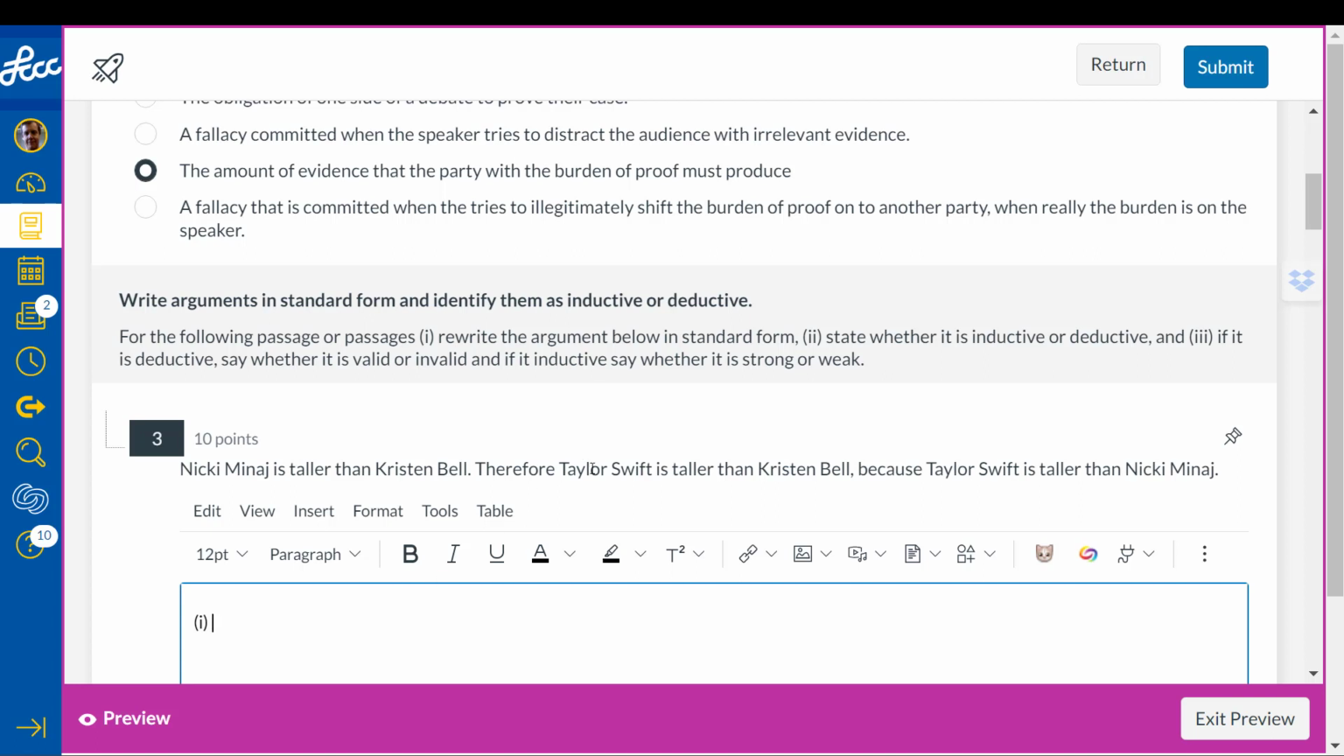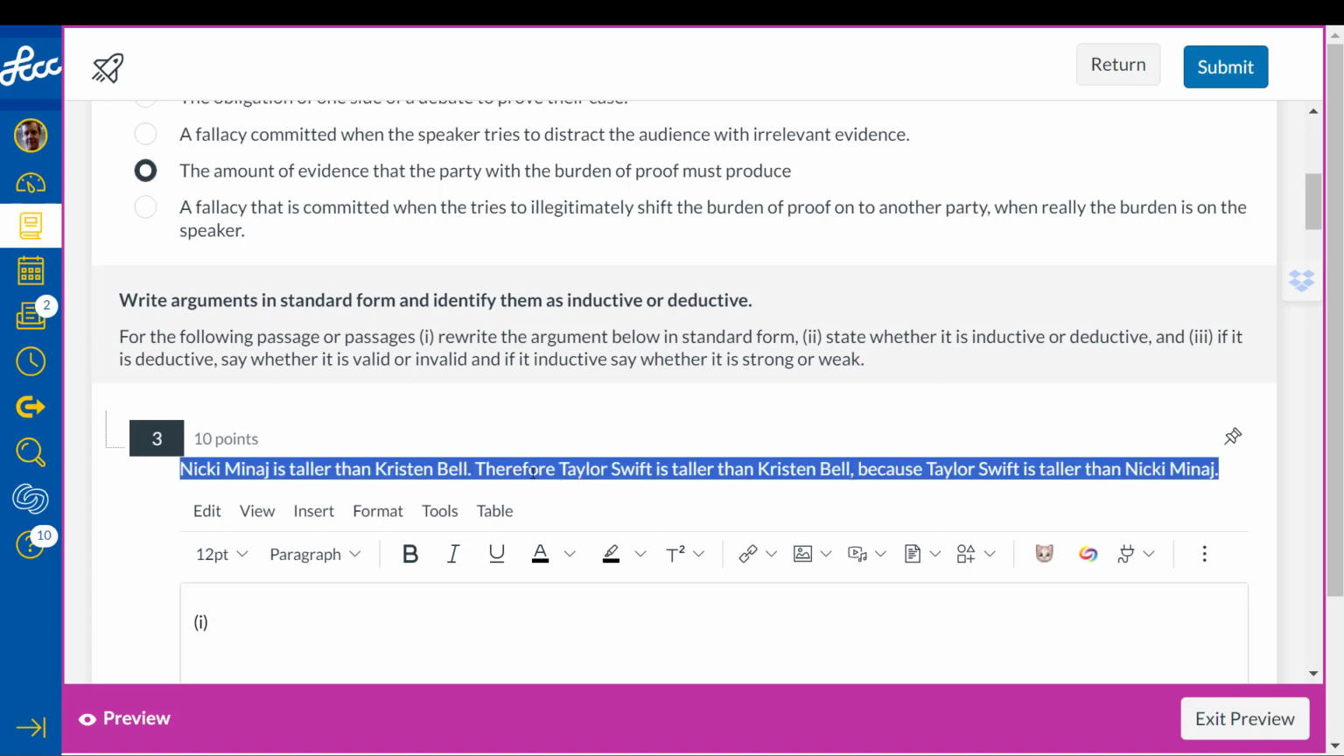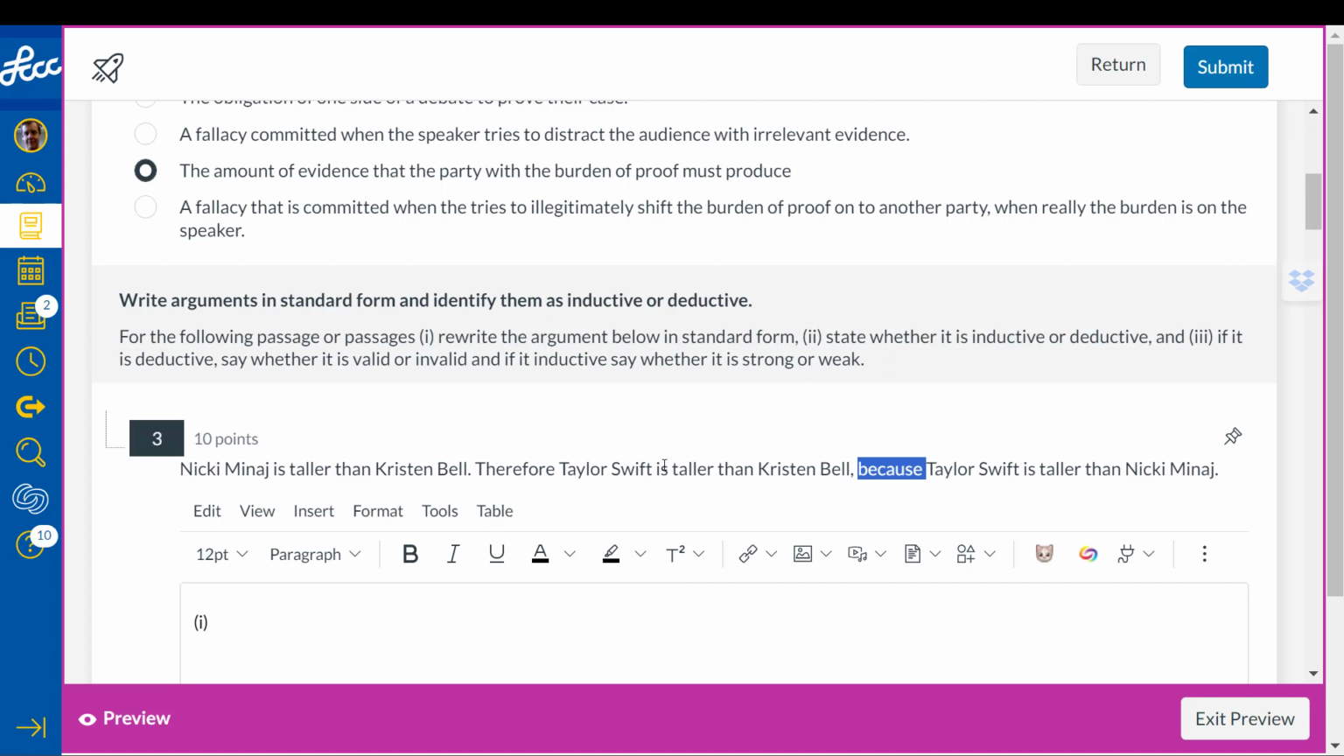So we put this in standard form. We need to identify the conclusion. We've got an indicator word there and there. There's a therefore, there's a because. The conclusion is that Taylor Swift is taller than Kristen Bell. It'll be down here.